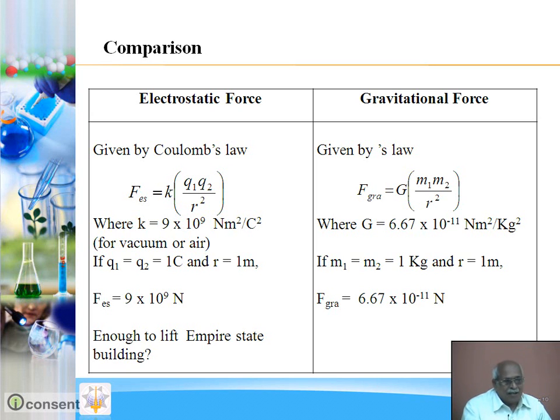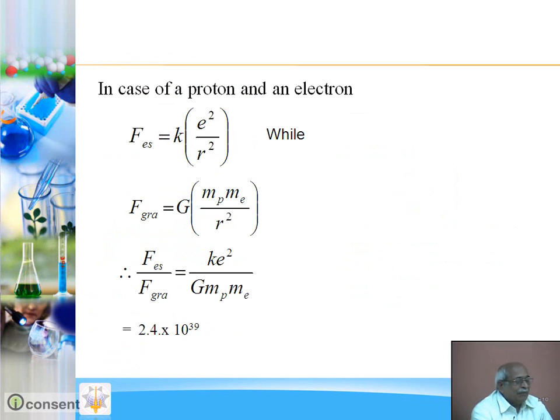On the other hand, now what will be gravitational force under similar situations? Imagine two masses, each 1 kilogram, m1 equal to m2 equal to 1 kilogram, separated by distance 1 meter. Now by using Newton's law equation, the gravitational force comes out to be 6.67 into 10 raised to minus 11 Newton. Obviously the force is very weak. Once again, you realize that electrostatic force is much greater than the gravitational force.